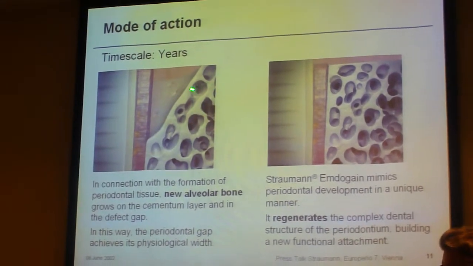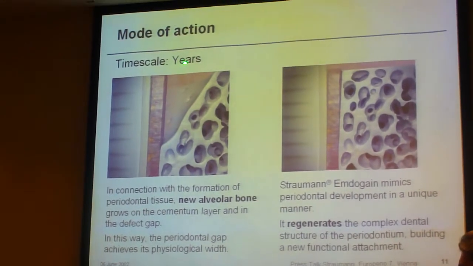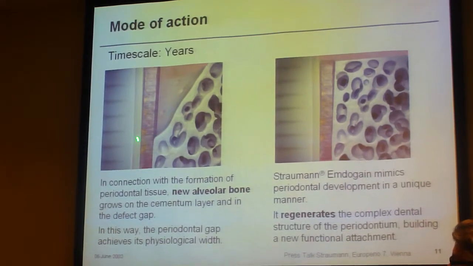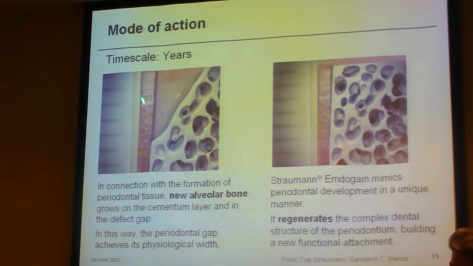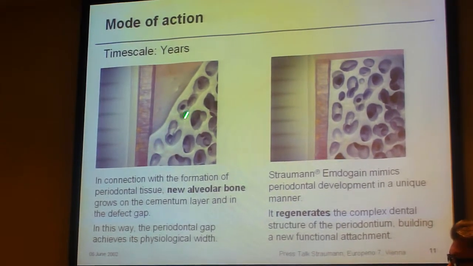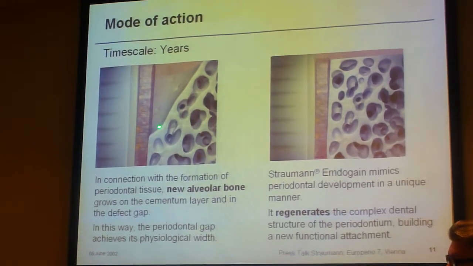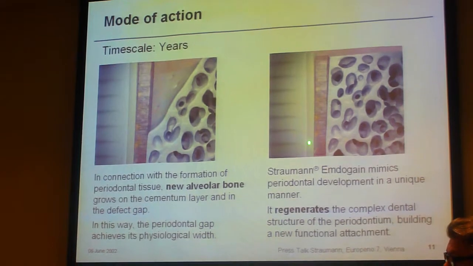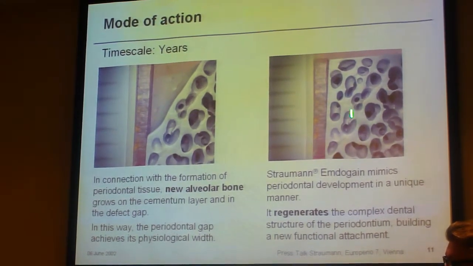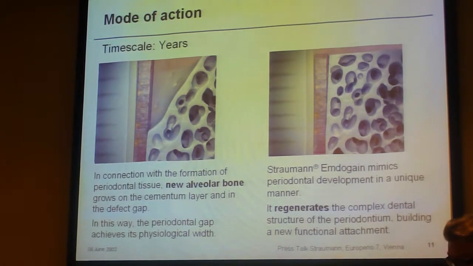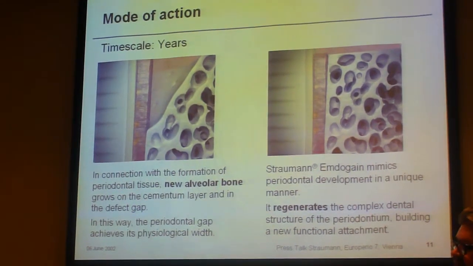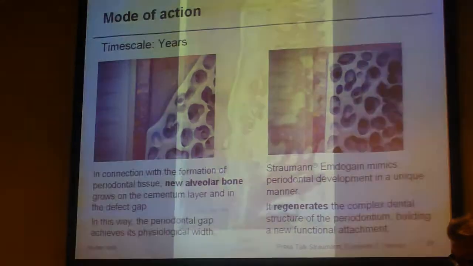So if you look at over a period of months to years, we see this is the cementum along here, the periodontal ligament in the diagram form, and then the bone tissue. And then as this material fills in, we get a regrowth of new bone, ligament, and cementum. And that's what this Emdogain product does for us.